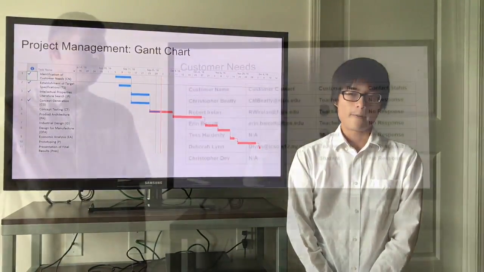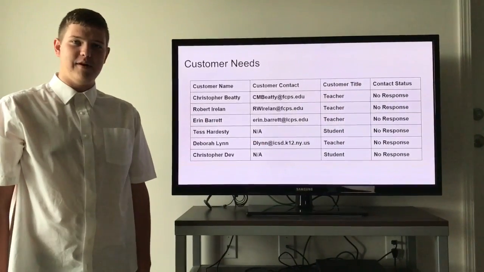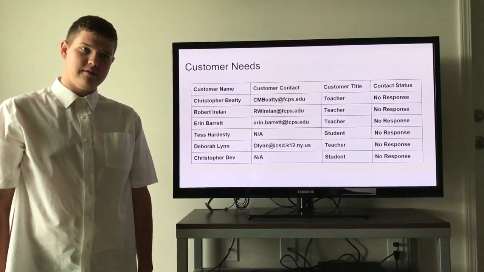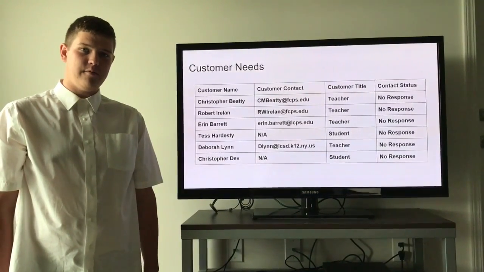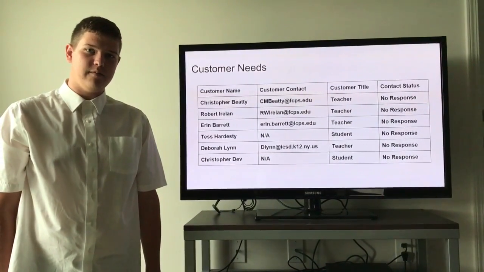These were our customers. Unfortunately, none of them have responded so far, so we have used our customer profiles to develop our customer needs, but we'll use classmates to help determine more customer needs.